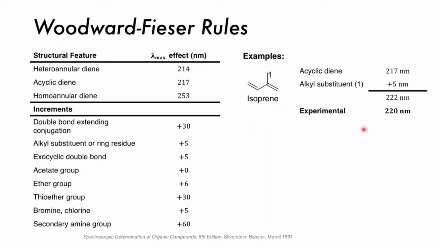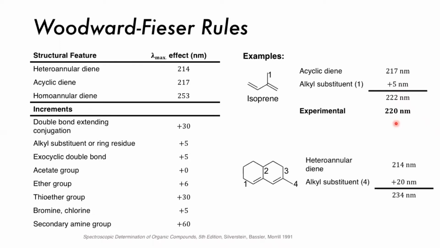The experimental wavelength for isoprene is 220 nanometers. So it's off by about 2 nanometers, but that's still very close, considering this was just an empirical rule sort of estimate. And then we have this experimental value very close. So you can see these rules have some merit.